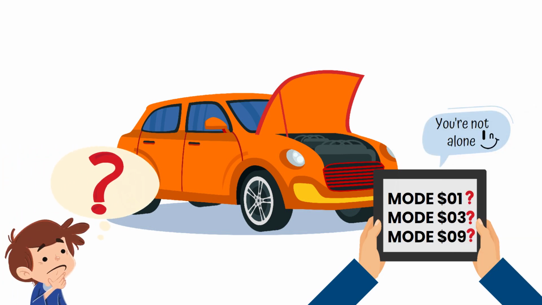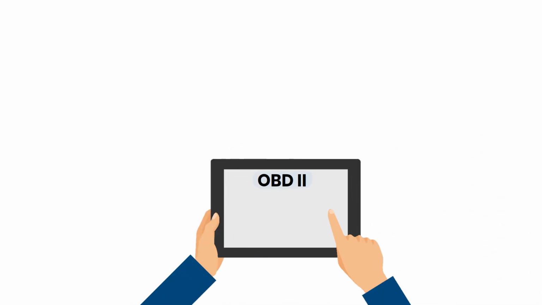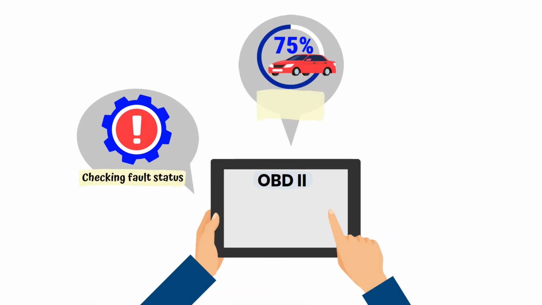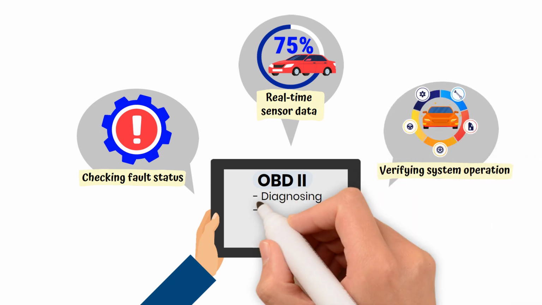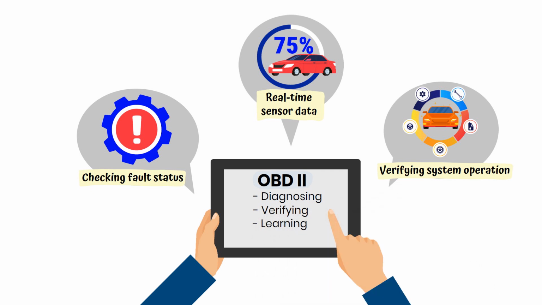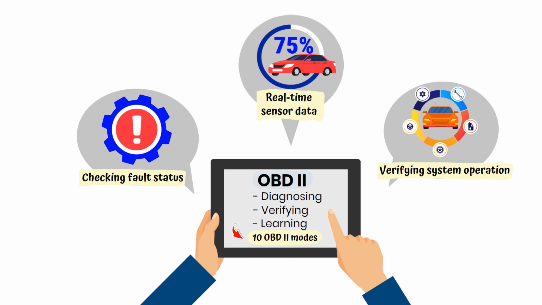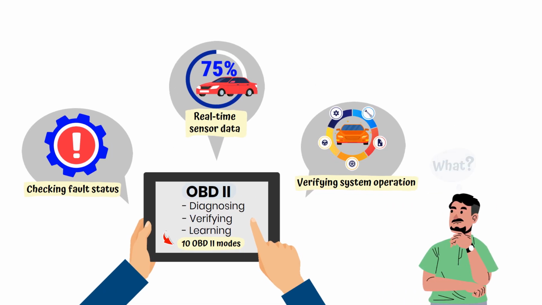Have you ever used a scan tool and wondered what all those modes like Mode 1, Mode 3, or Mode 9 actually mean? You're not alone. Behind each mode is a specific function built into your vehicle's OBD II system. These help you check general issues for your car, such as checking fault status, real-time sensor data, or verifying the operation of various systems. Whether you're diagnosing a problem, verifying repairs, or simply learning how your car communicates, understanding all 10 OBD II modes is essential. In this video, we'll break down all 10 modes, what they do, when they're used, and why they matter.